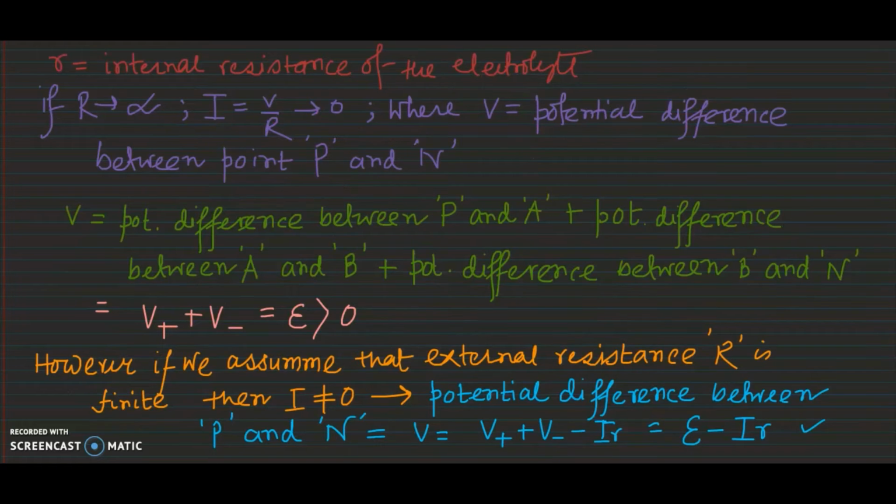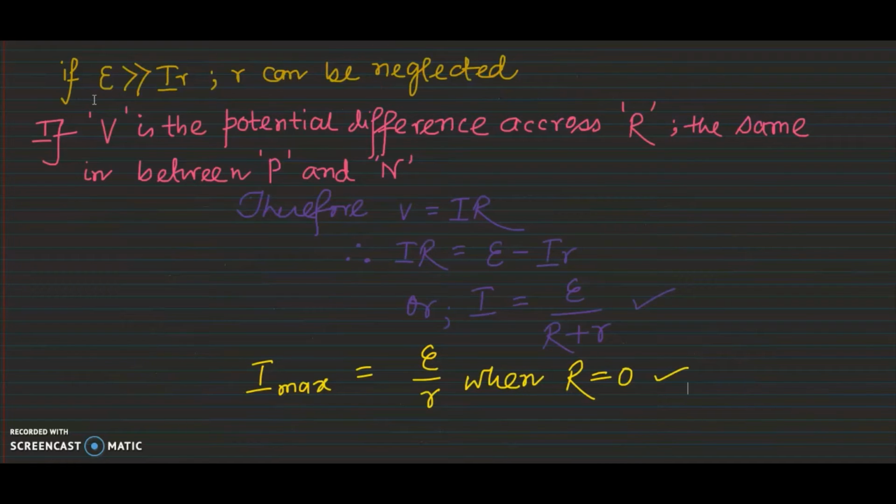Normally in practical calculations we don't consider the internal resistance r of the electrolyte. If epsilon, the electromotive force, is much greater than Ir, the internal resistance of the electrolyte can be neglected. Now, V is the potential difference across the capital R, the same as between P and N, so we can write V is equal to IR from Ohm's law. If I put this in the expression V equal to epsilon minus Ir, it becomes I times capital R is equal to epsilon minus I times small r. So we get the expression for the current in the external circuit: I is equal to epsilon divided by R plus r.